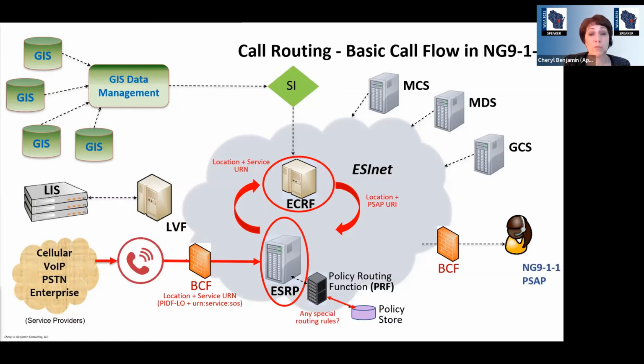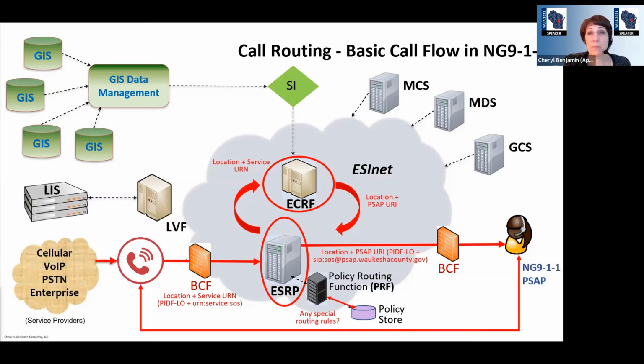So if a rule exists that's going to impact where the call will go, then the PSAP URI would be changed at that point. And then the 911 call is going to be sent with its location, either to the original PSAP that was identified, or if it was changed, to that new PSAP in the PSAP URI, and it's going to go to the telecommunicator. Now that PSAP is connected to the caller, and they can receive at that point in time all kinds of voice, text, videos, images, and any other additional data.